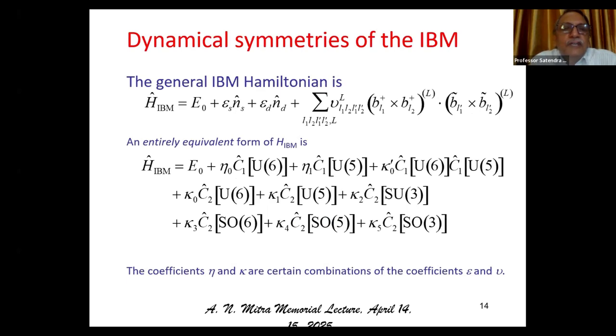Dynamic symmetries of IBM. Here, the general Hamiltonian H for IBM is written, and it has different subgroups also, here in the second form. The coefficients n, eta, and k are certain combinations of the coefficients epsilon and nu. Next slide, please.